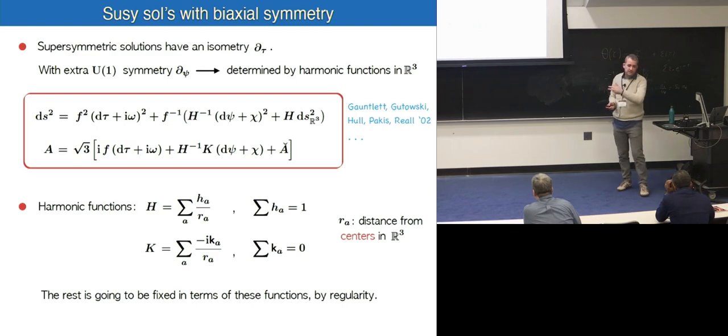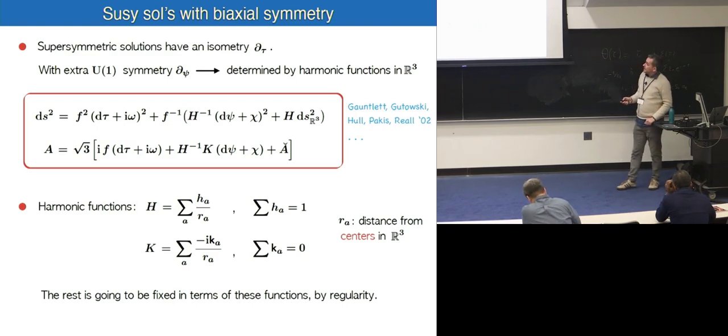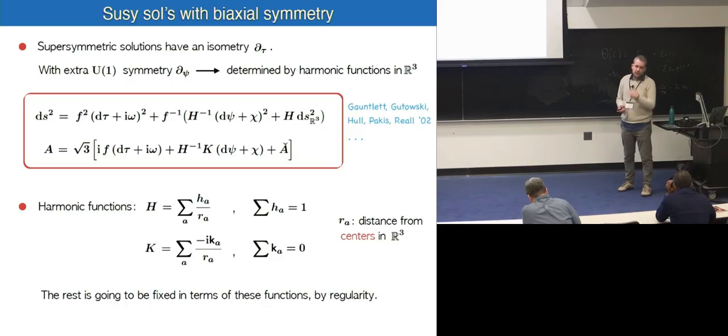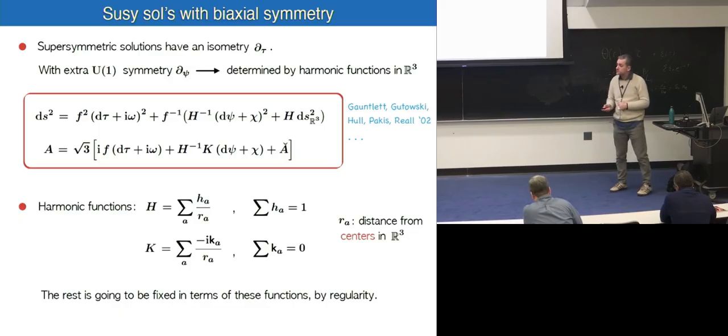Here I'm considering its Euclidean version. And we will require there is at least another isometry. Eventually, we want to have three U(1) isometries. If we require just one more isometry, that I denote by ∂ψ, then all these solutions are determined by harmonic functions in R3. So there is a nice construction that is systematic and it allows superpositions of different solutions.